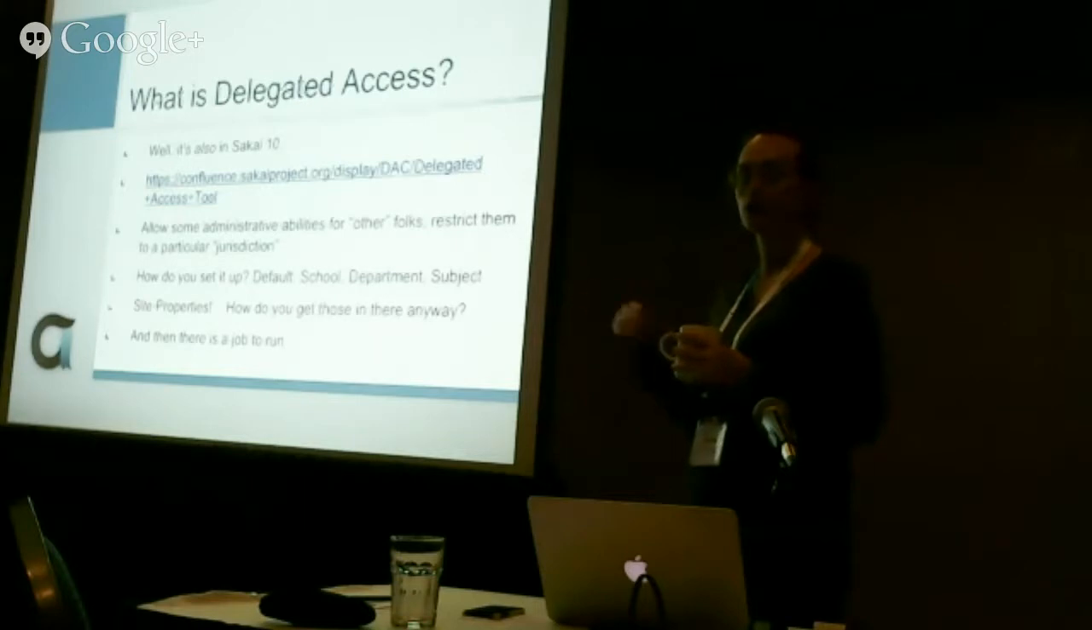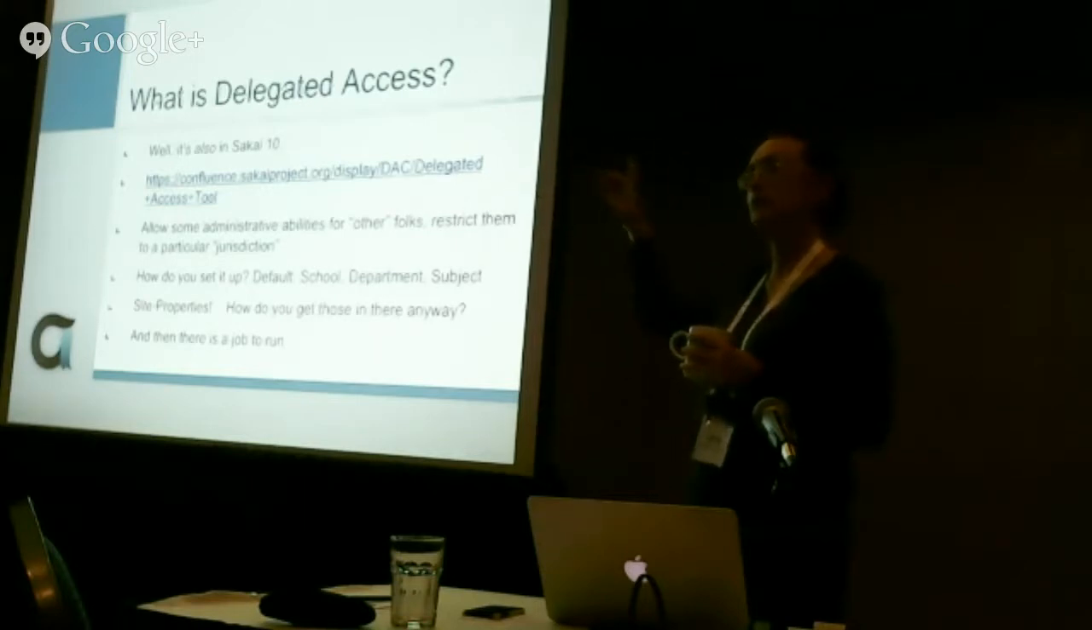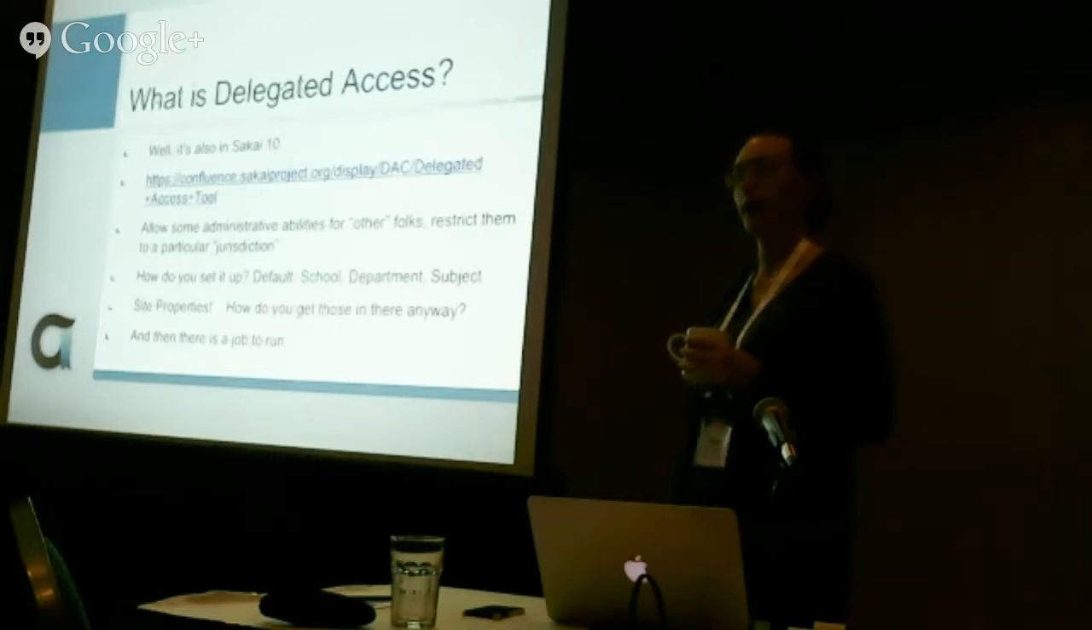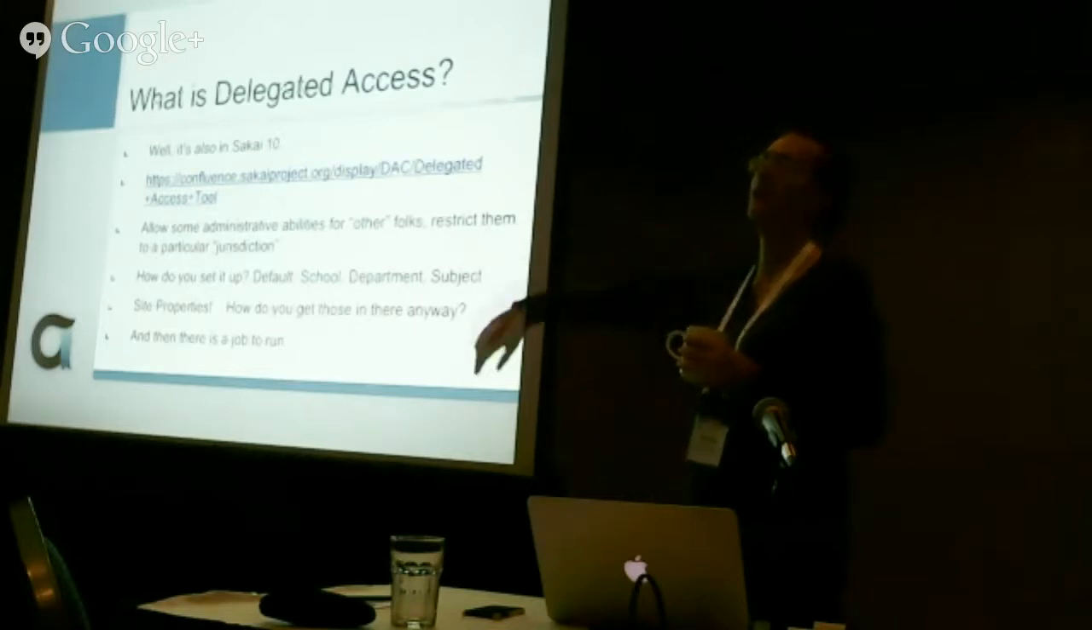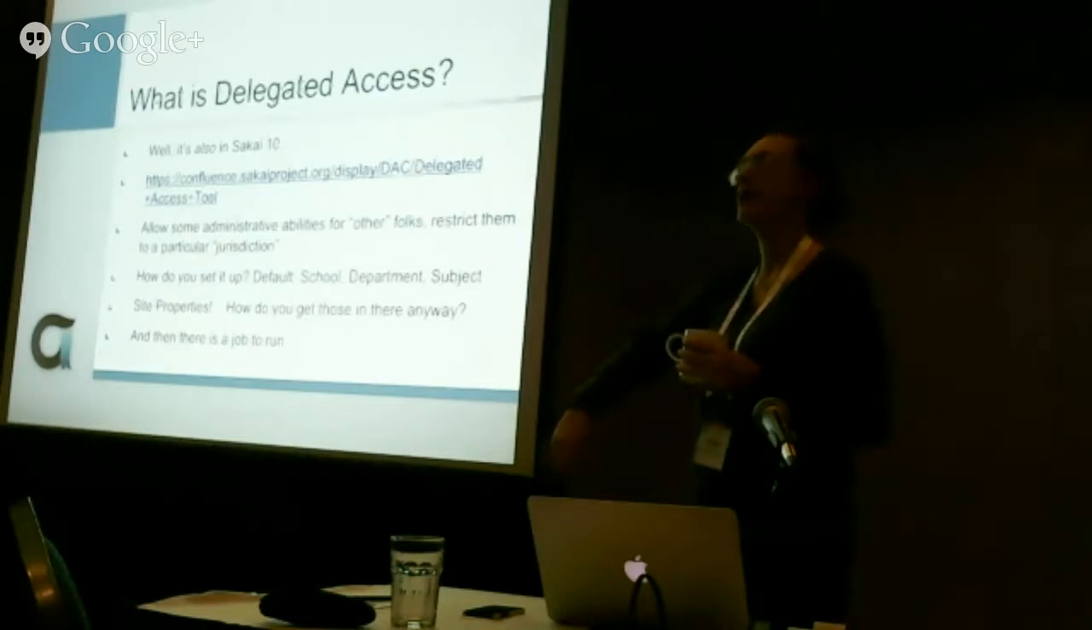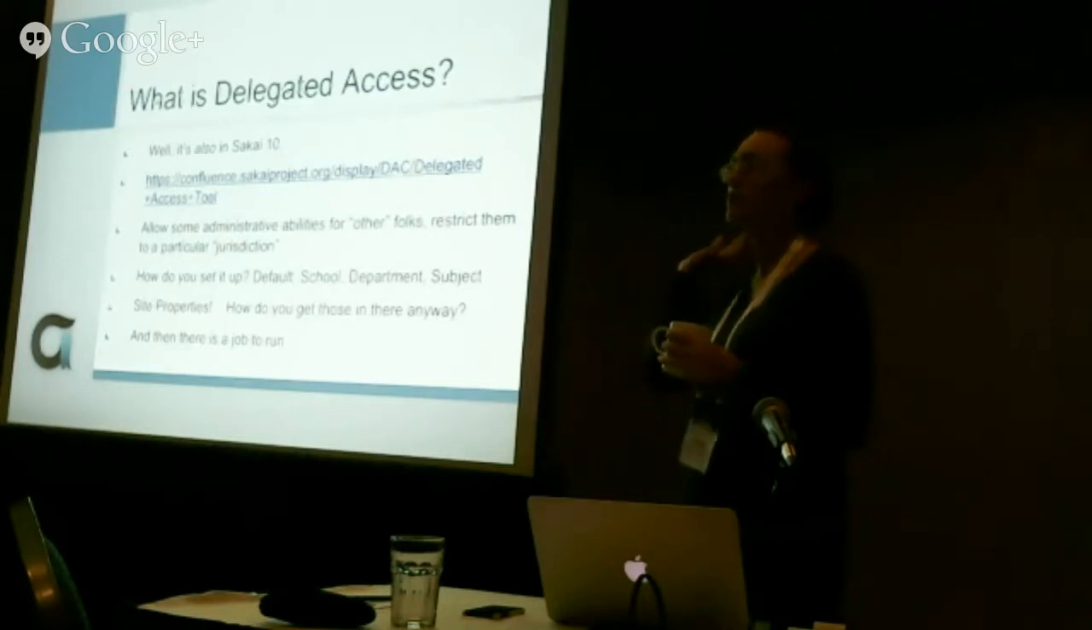If you go to the Delegated Access Confluence page, it has some amazing documentation written by my colleague Brian, and a lot of detail, super helpful. So I highly recommend that. And that shows all the different Sakai properties that you can set. It has common issues and how to troubleshoot them, a bunch of really good stuff on there.